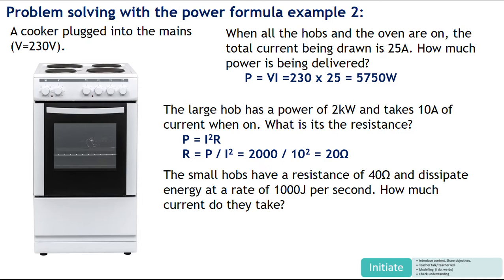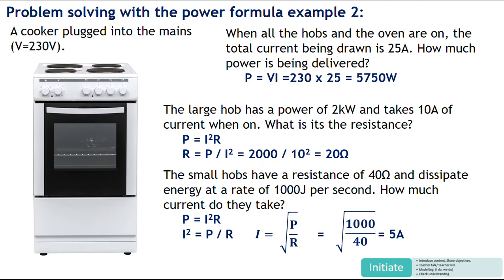The third one is asking us to find a current. Now we know that it takes 1,000 joules per second, which is 1,000 watts, that's its power. And so we apply the formula, and this time rearrange it to make current the subject, which involves rearranging it to make I squared the subject and then square rooting the whole lot. Okay, so slightly more complex.